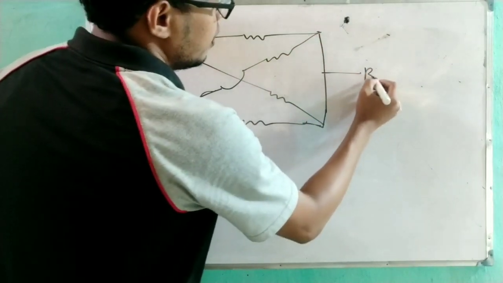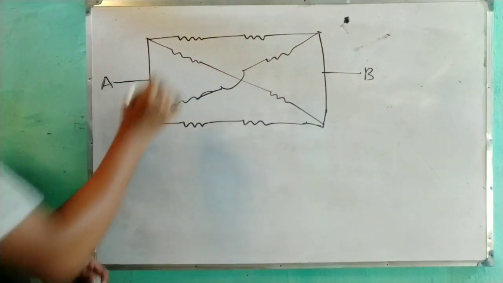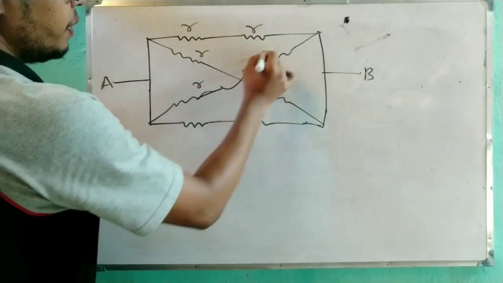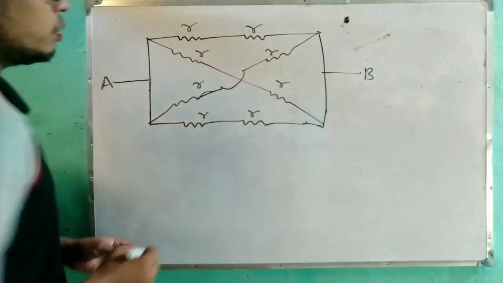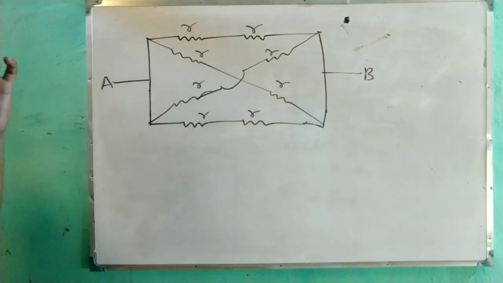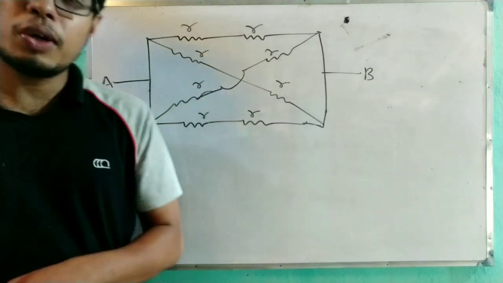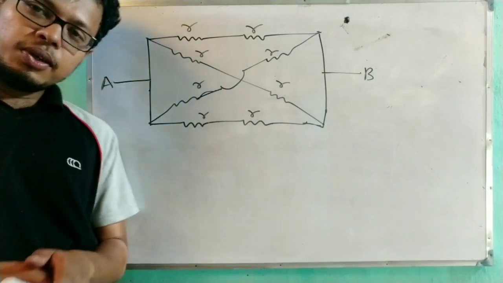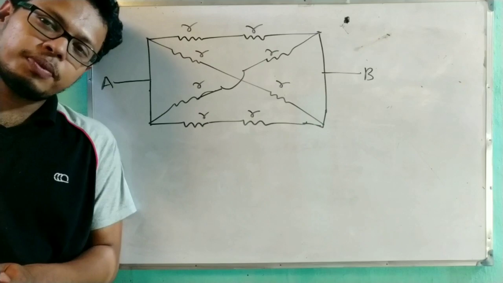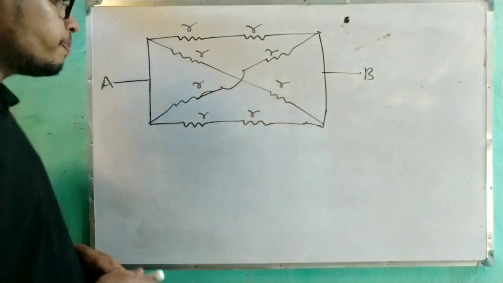Okay, and you have to find the equivalent resistance in between A and B. Suppose all the values are R. How to find? Please pause the video and try to solve it. Okay, I'll solve. Let's solve it.